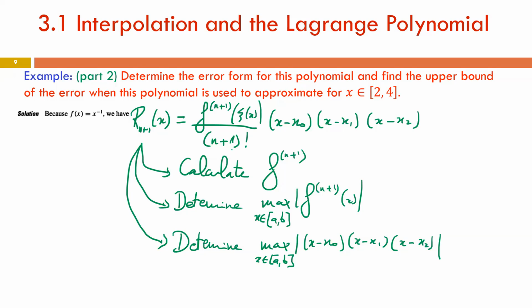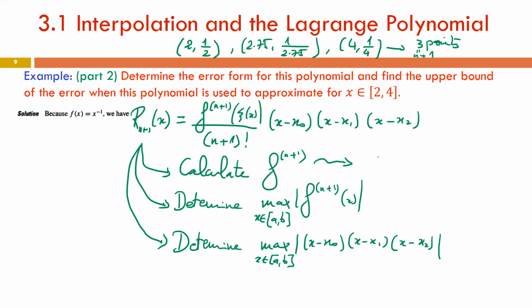So what is n plus 1 here? I recall we have 3 points: 2, 1 over 2, 2.75, 1 over 2.75, and 4, 1 over 4. We have 3 points, so this is n plus 1. Then here we need to calculate the third derivative.